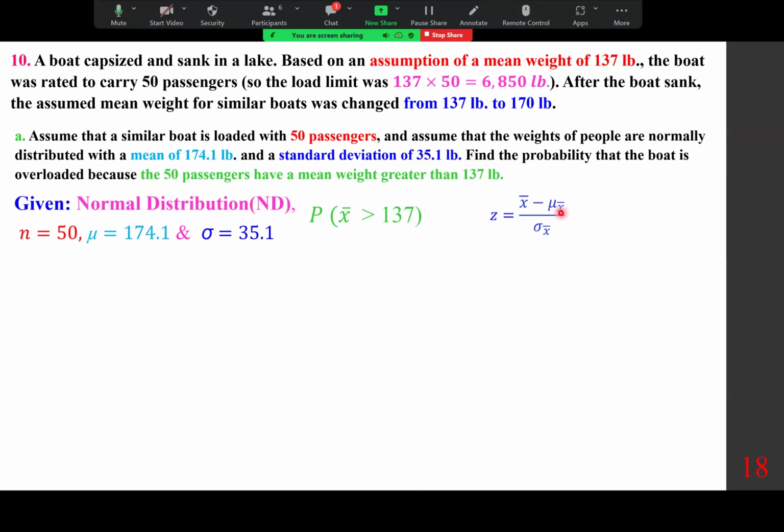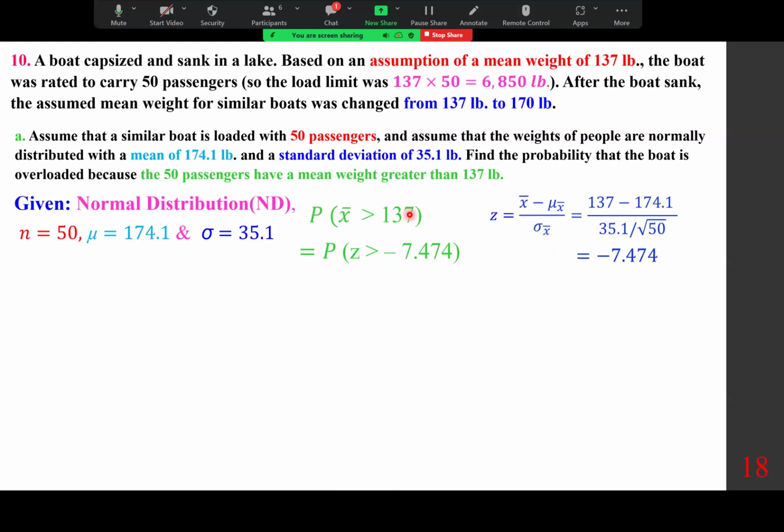Z equals X bar minus mu of X bar over sigma of X bar. Instead of X bar, we put 137. Instead of mu of X bar, we put mu, which is 174.1. And instead of sigma of X bar, we put sigma divided by square root of 50. Sigma, which is 35.1, divided by square root of n or 50. This will result in negative 7.474, meaning the probability of X bar larger than 137 is the same as the probability of Z larger than negative 7.474.